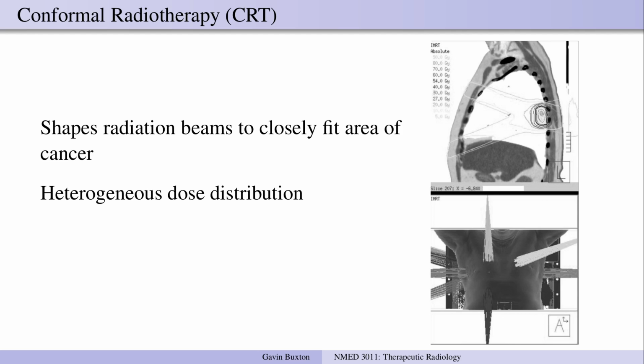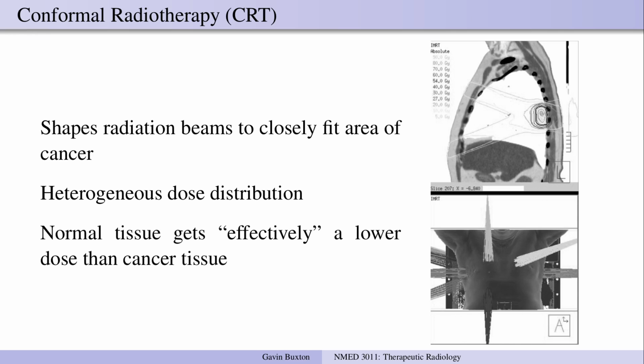The dose is no longer the same everywhere, but can be heterogeneous. In other words, there are regions of high and regions of low dose that can be precisely controlled. The upshot of this is that the normal tissues effectively get less radiation than the cancer tissue. We can administer higher doses to the tumour while the patient can tolerate the lower doses to the normal tissue.